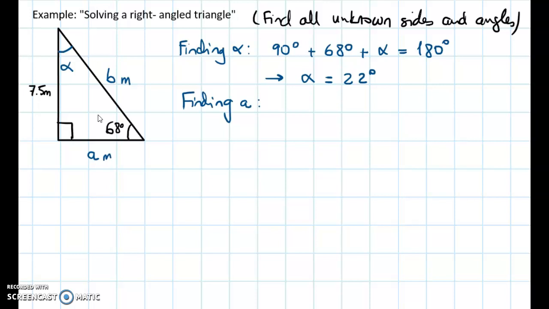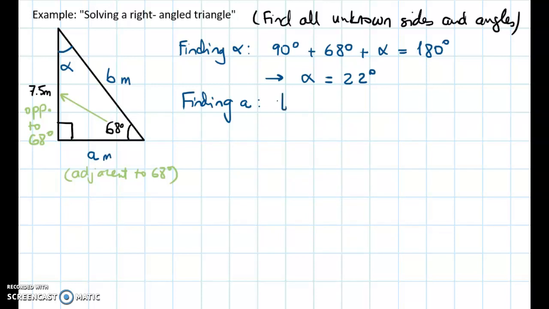So if I focus on this information, then we have that A is the side that is adjacent to the angle of 68 degrees, and then the side that has 7.5 meters of length, that one is in front, so it's the opposite. So I'll write this is opposite to the angle of 68 degrees. So I need a trigonometric ratio that relates an angle, the side opposite to it, and the side adjacent to it. And that's the tangent.